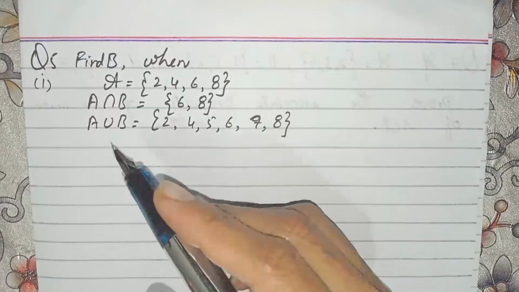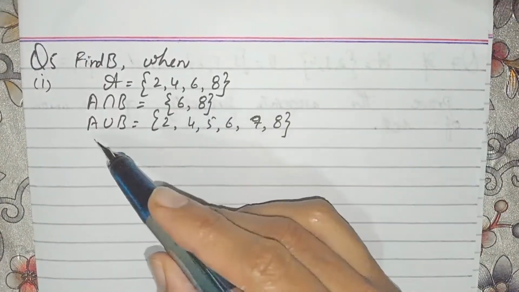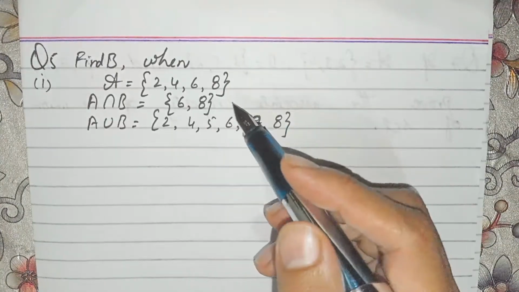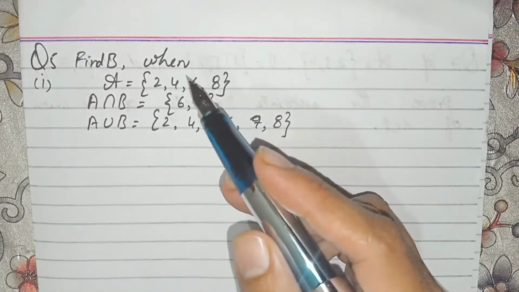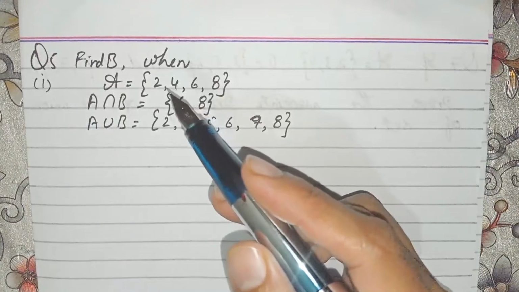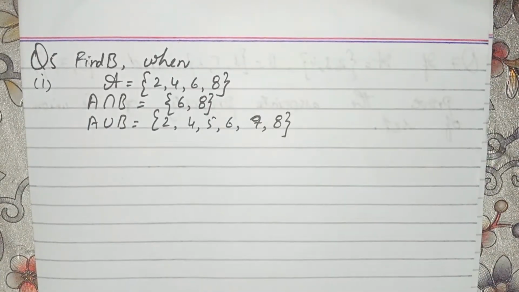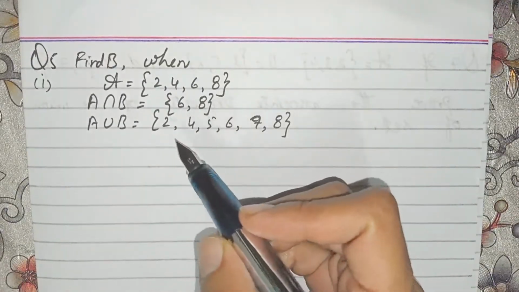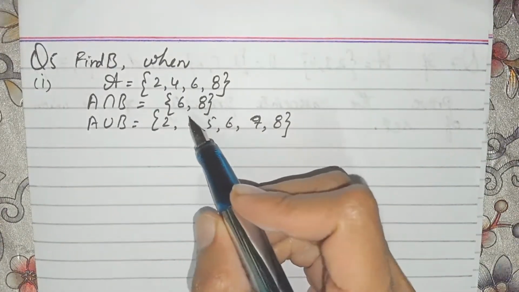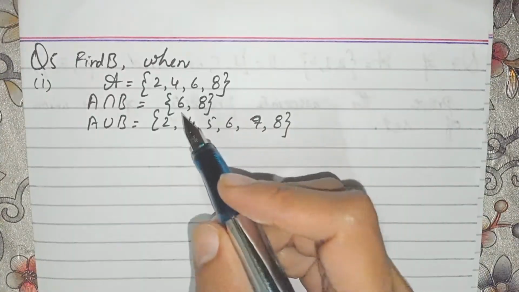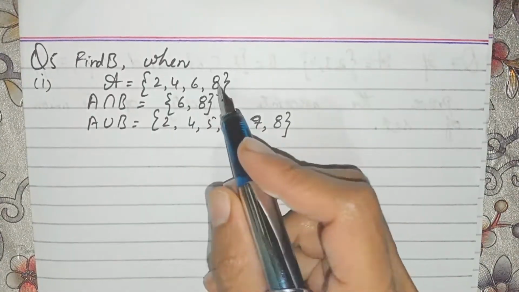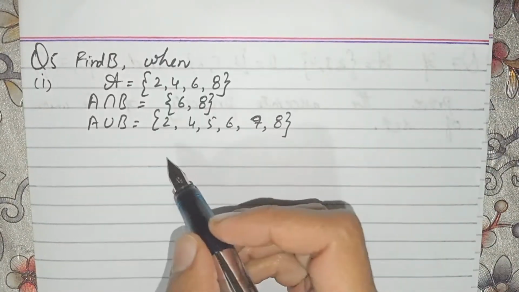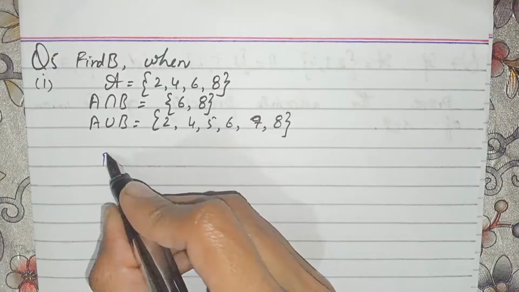Now students, question number 5. Find B when A union B and A intersection B are given to us. It is very easy to find the value of B because all things are given to us. This is A. We know that in the A intersection B set there are only those values which are common in both A and B. So we can find B very easily.